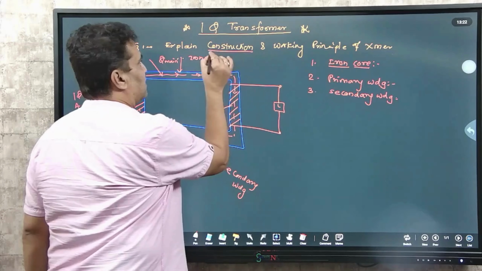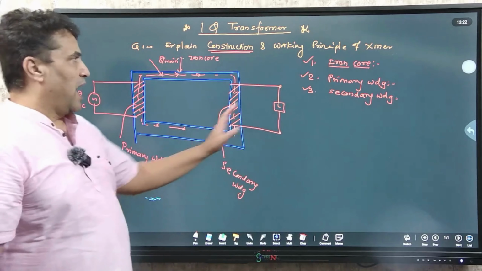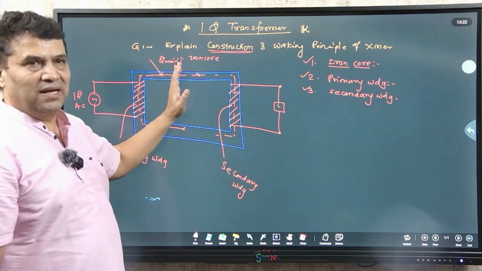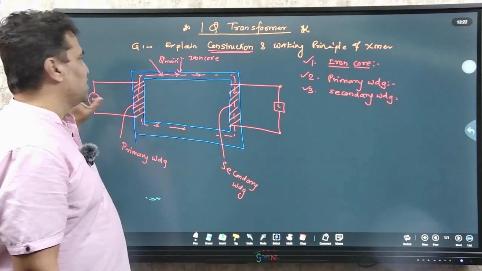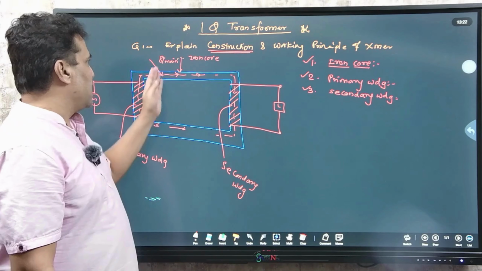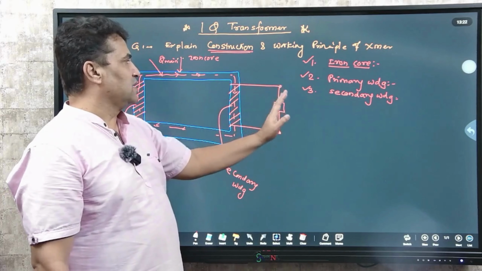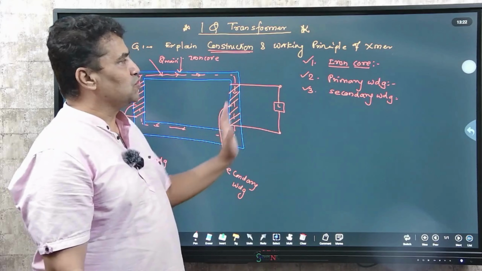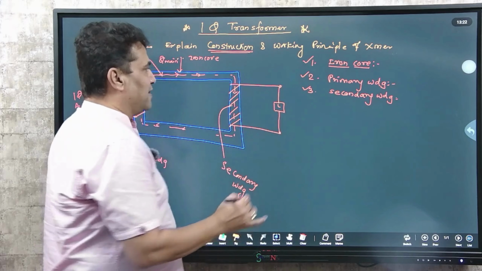So when there is the word construction, what do you have to write? You have to write the three parameters: iron core, primary winding, secondary winding. The iron core remains common for both primary and secondary, is made up of high grade silicon steel, and its basic function is to create magnetic flux. What is the primary winding? The winding which is connected to the supply side is called the primary winding, and its basic function is to excite the iron core so that the iron core creates magnetic flux. And the secondary winding is also made up of copper. The winding which is connected to the load side is called the secondary winding, and its basic function is to satisfy the load requirement. So you have to explain these three parts in this answer, and then you have to write briefly.